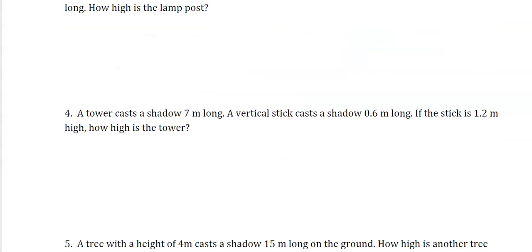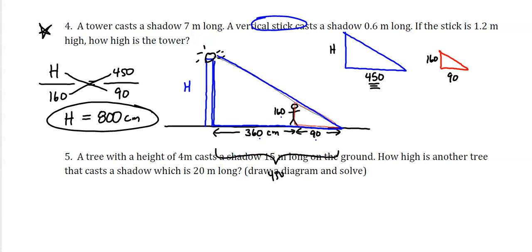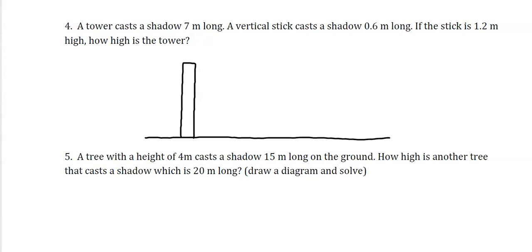Number 4, let's see what's going on. We have a tower that casts a shadow 7 meters long. We have a vertical stick. So we have a tower. Call this T. There's our tower. It casts a shadow 7 meters long. So that's the shadow on the ground.